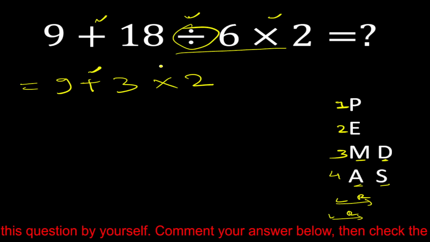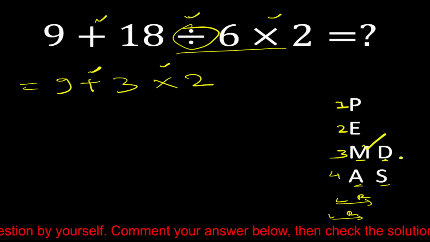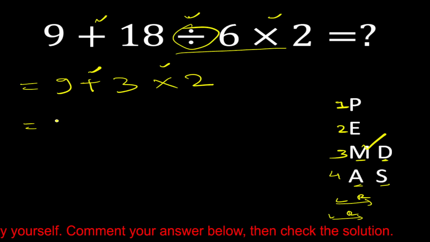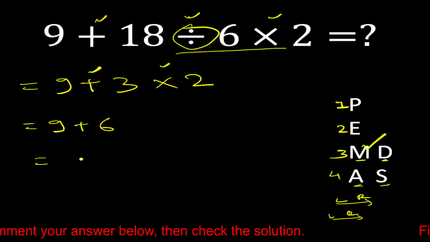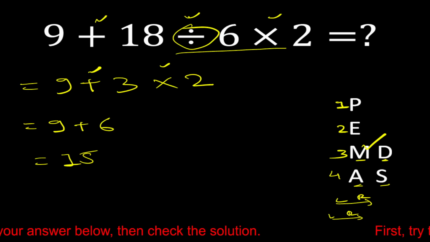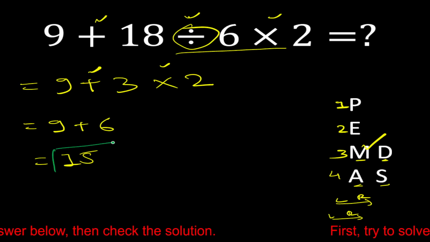Now we have one addition and one multiplication. So first we have to solve multiplication. So is equal to 9 plus, now 3 multiplied 2 is equal to 6. So 9 plus 6 is equal to 15. So the correct answer is 15. Okay.